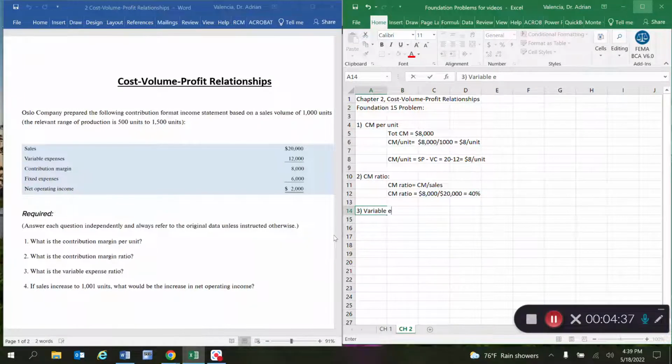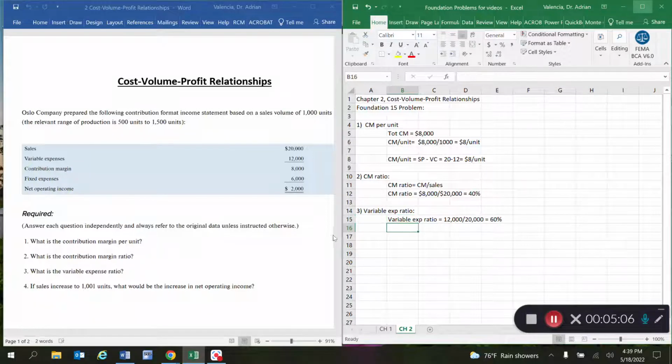All right, so let's go ahead and do that. So we're given variable expenses of $12,000 divided by sales of $20,000. So that's 60%.